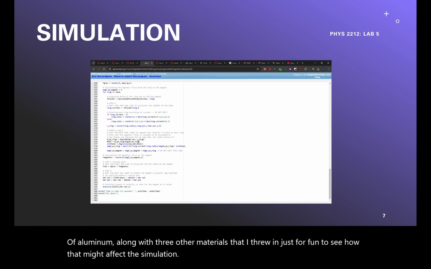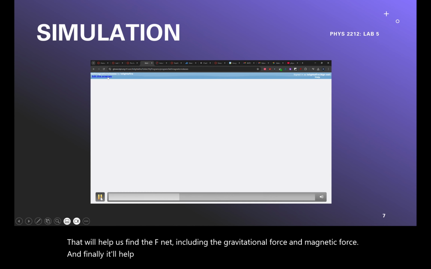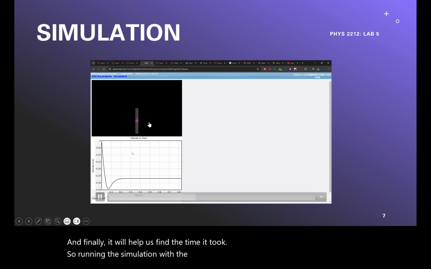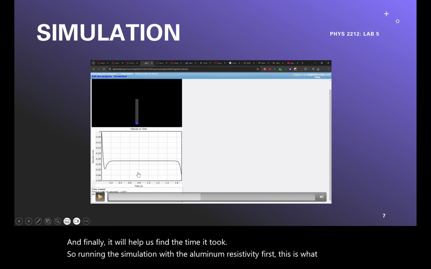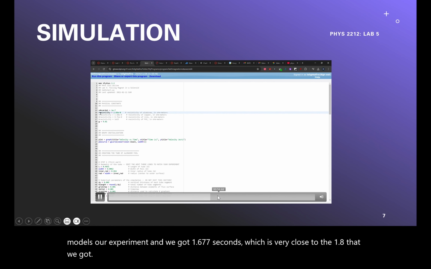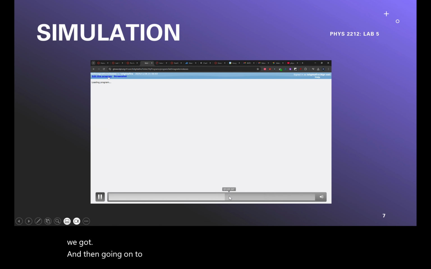Going through this code, you can see there are formulas for the magnetic flux, and there's also a calculation of the force, including the magnetic force and gravitational force to find the net force. Running the simulation using the resistivity of aluminum, we find that the time it takes to hit the bottom is around 1.675 or 1.677 seconds, which is about the same as the 1.8 that we found in our experiment.